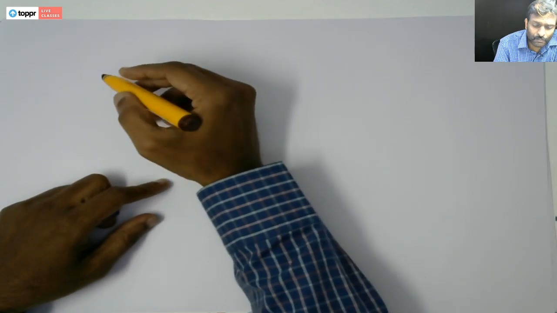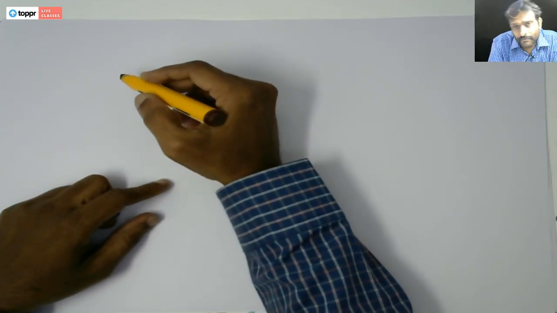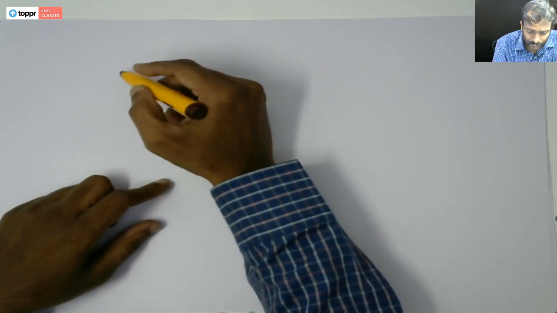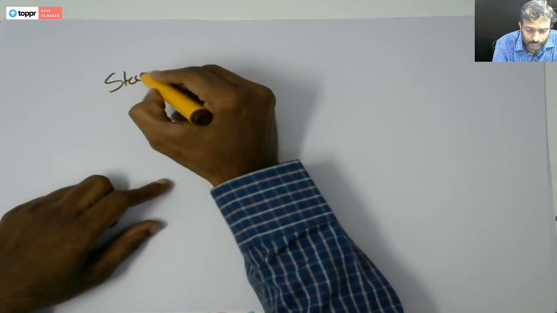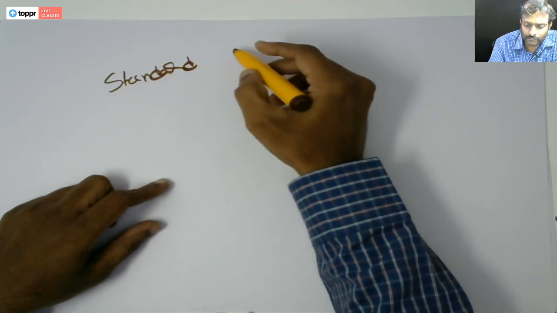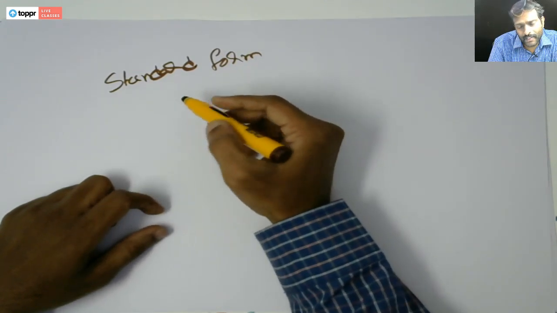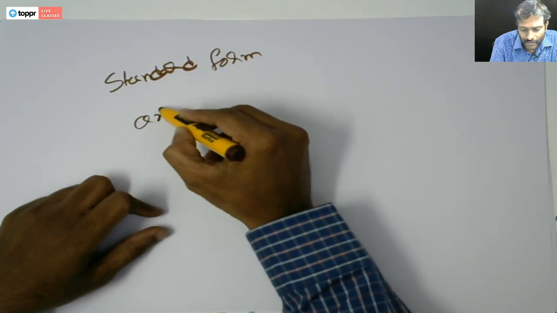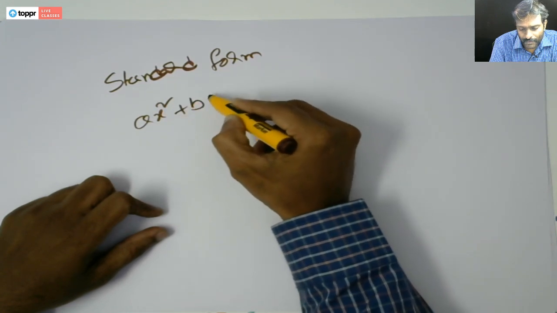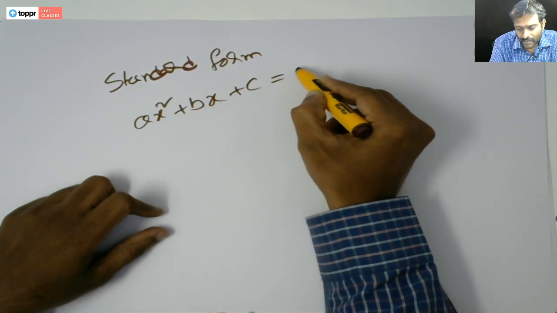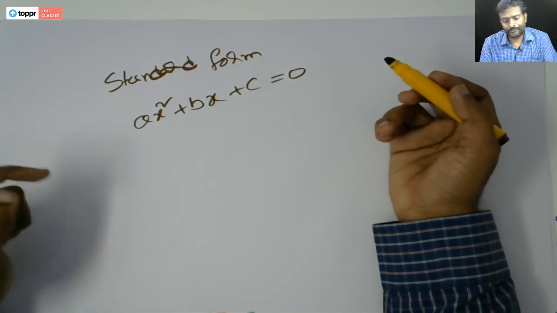So first, to begin with, let us see the standard form of a quadratic equation. What is the standard form of a quadratic equation? It is ax² + bx + c = 0.